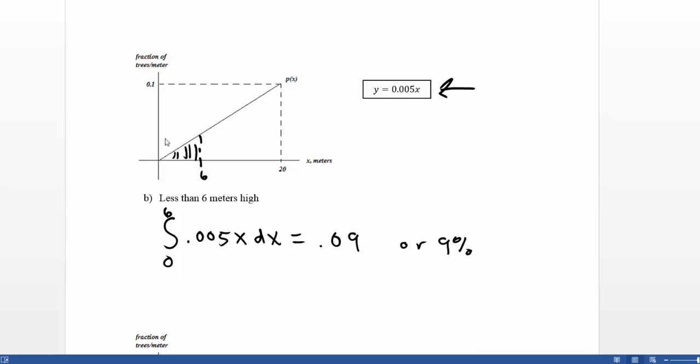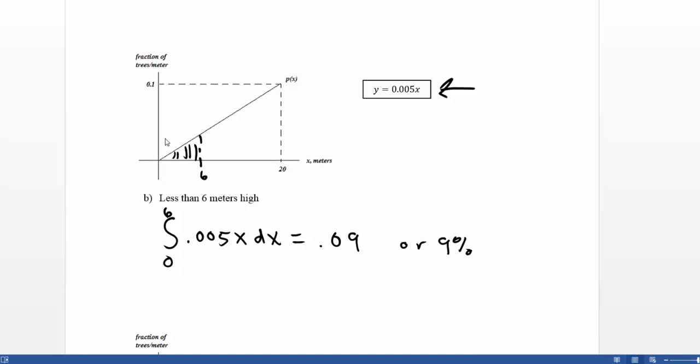triangle. Previously, we wanted to know what percentage of trees were less than 5 meters high, which was 6.25%. This question asks, how many trees are less than 6 meters high? We can see that 6 is to the right of 5, and therefore we're expecting our answer to be a bit bigger, and it is, coming in at 9%.